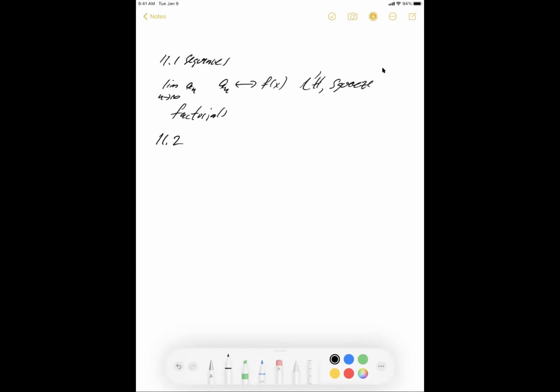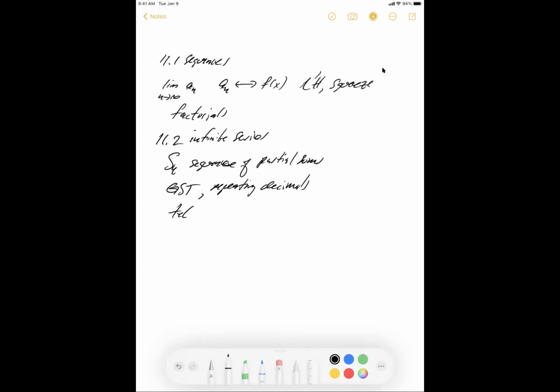And then we have the introduction to infinite series. Here, there's the S of n, that's the sequence of partial sums. Geometric series tests, repeating decimals. That's an application of geometric series tests. Telescoping series. We also learned the test for divergence here.